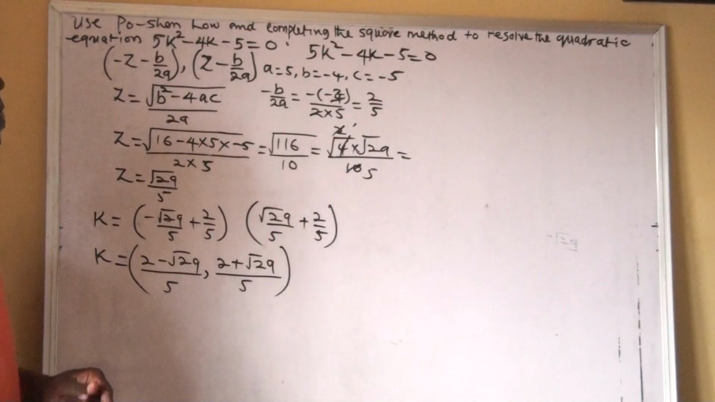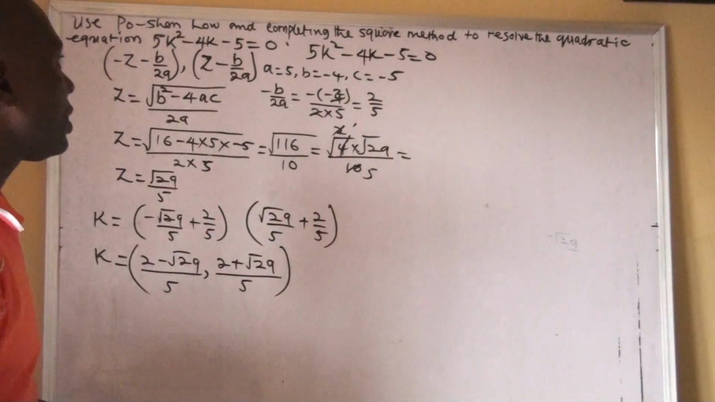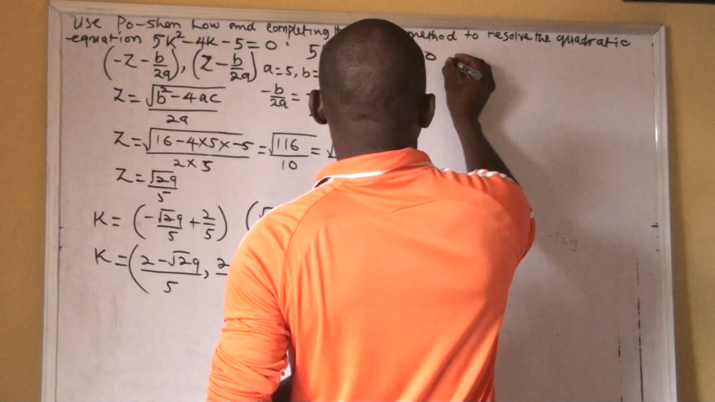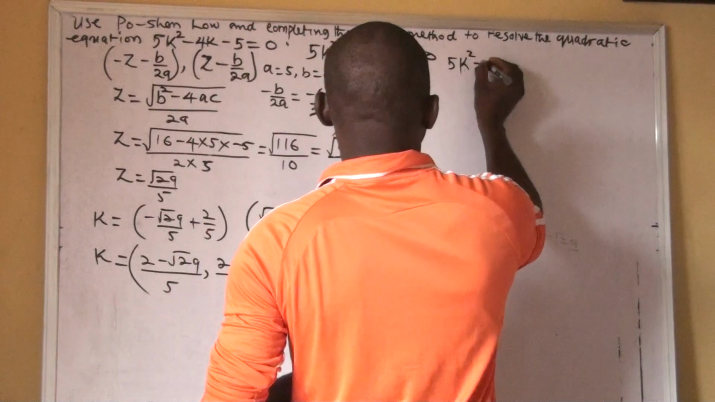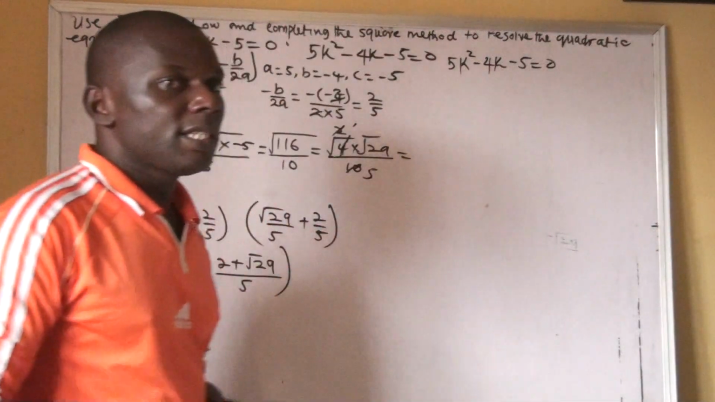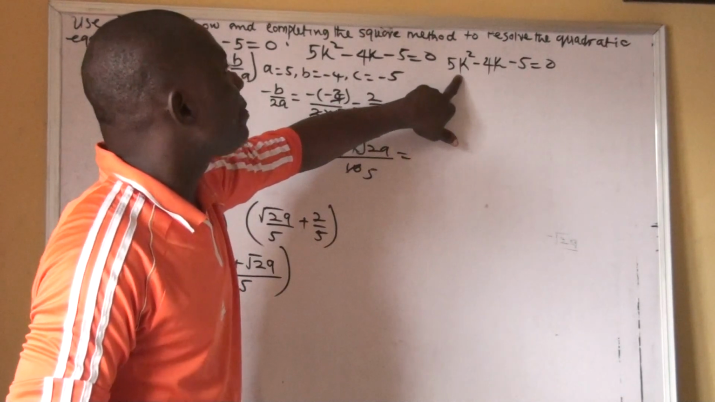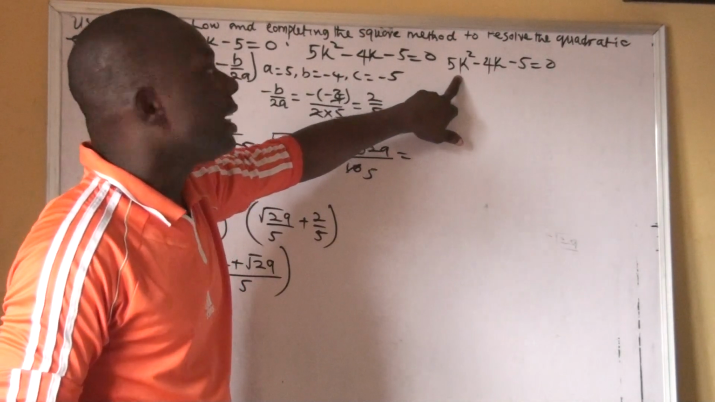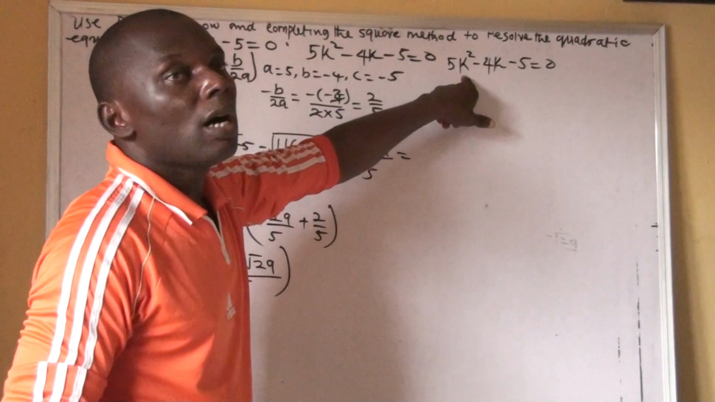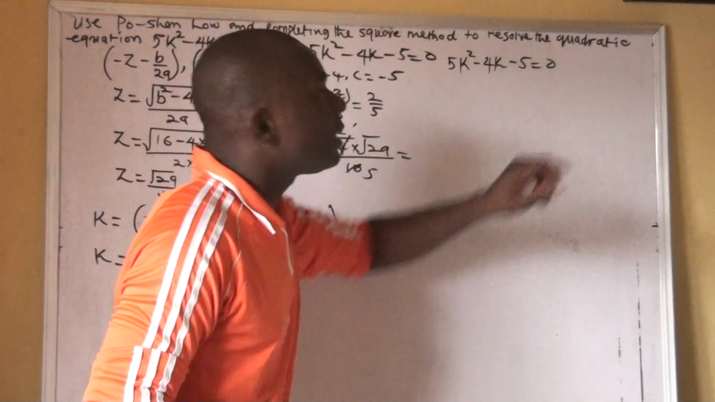Now we have used the Po-Shen Low approach. Let's use the completing the square method to see if our workings are correct. From the equation given, 5k squared minus 4k minus 5 is equal to 0. In completing the square, the first thing you must do is look at the coefficient of the highest power of the unknown, which is k, and the highest power is 2. You divide the equation through by that coefficient.